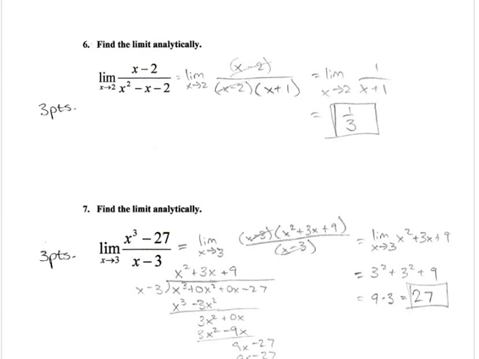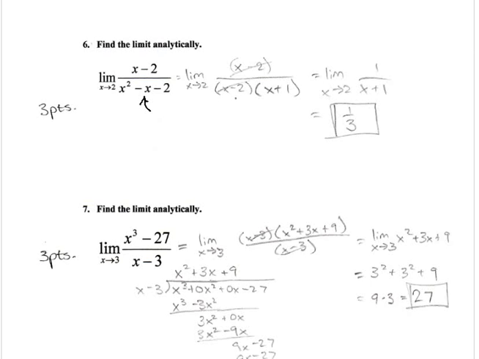Okay, starting with number 6 on the quiz. So in number 6, what we have to do is factor out the denominator, because as we approach x equal to 2, we get division by 0 in the denominator. So we want to see if this can be a removable discontinuity by factoring out the denominator.